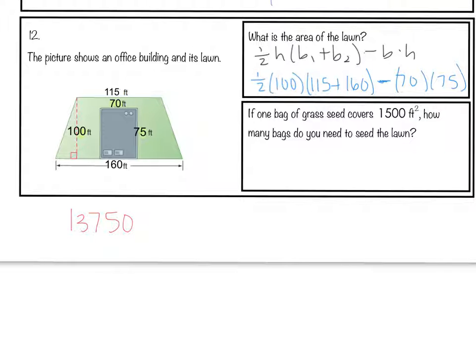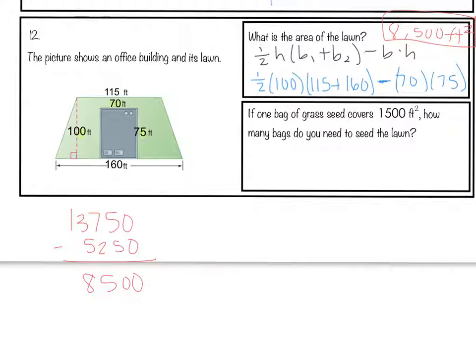And I get, for that, I'll write this right down here, 13,750, and then 70 times 75, I get 5,250. So if I subtract those, I get 8,500, the area of the lawn. So I'll write that up here, 8,500 feet squared is the area of that lawn.